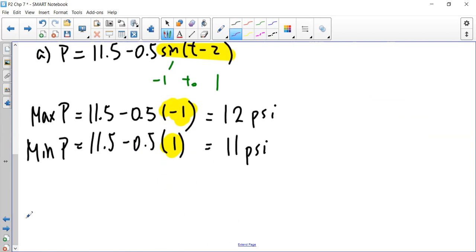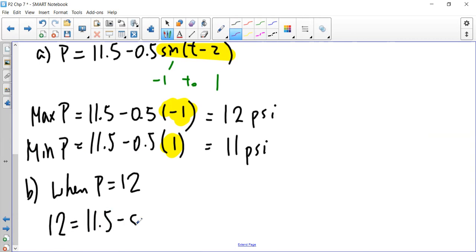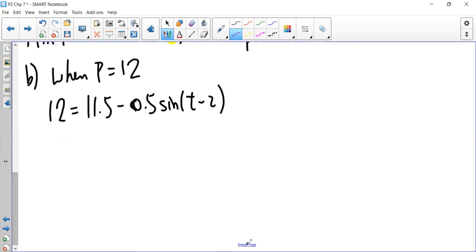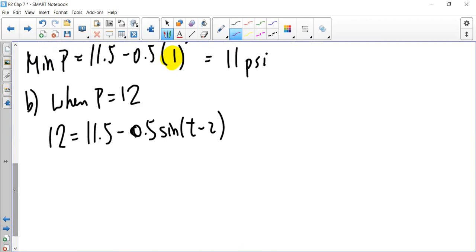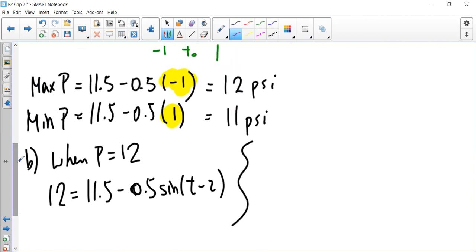So part B, we'll do that. When P equals 12, then we can solve it: 12 equals 11.5 minus 0.5 sine(t minus 2). Or, if you're a smarty, you might realize when does the maximum P occur? It occurs when we let sine(t minus 2) equal minus 1.